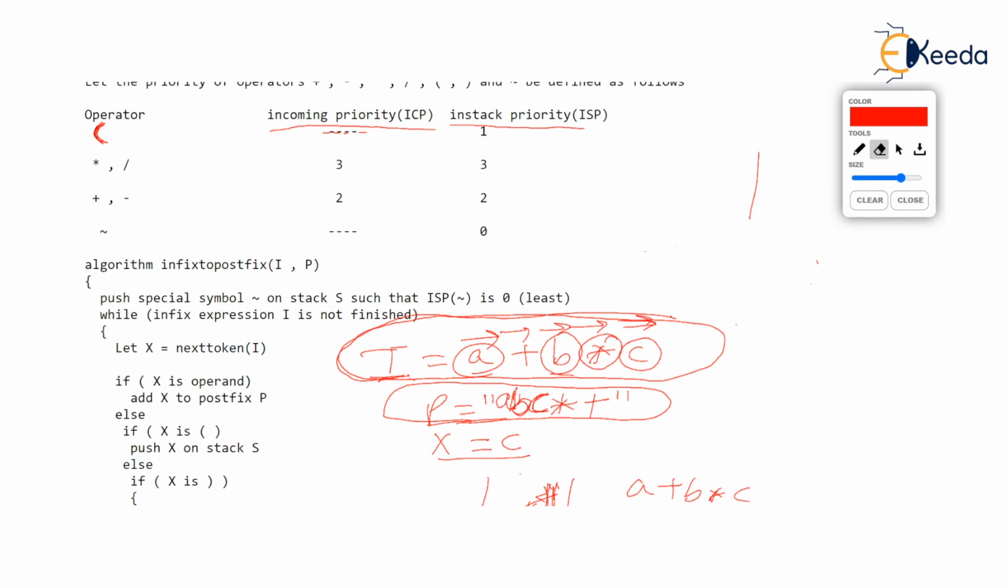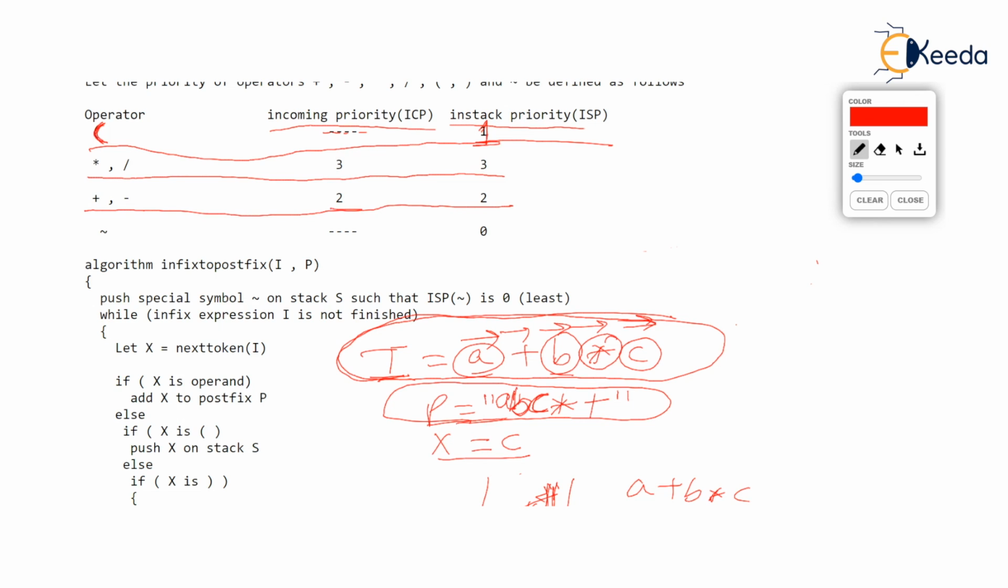But very interestingly, for that open bracket, I have defined an in-stack priority, and it is very low. It is 1. So once the open bracket goes inside the stack, its priority is very less. In-stack priority of open bracket is least. Now you see, multiply and division have the same priority in stack and incoming, 3, 3, but plus and minus have the same priority, 2, 2, in stack and incoming. Both incoming and in-stack are the same, but their priority is lesser than the priority of into and slash. Of course, it has to be, isn't it?